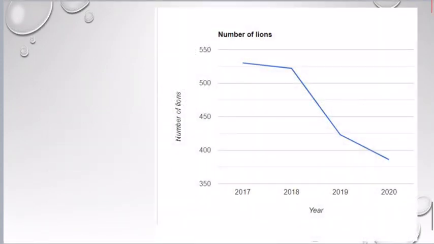If you thought a line graph, good job. So this is the line graph. The name of the graph is number of lions. The y-axis goes up in number of lions. And the x-axis, the one from left to right, is the year: 2017, 2018, 2019, and 2020.